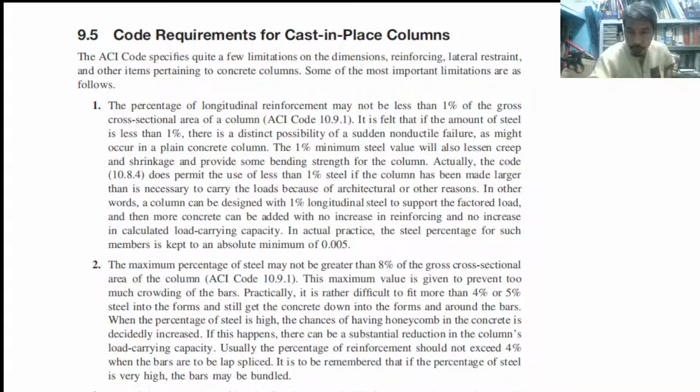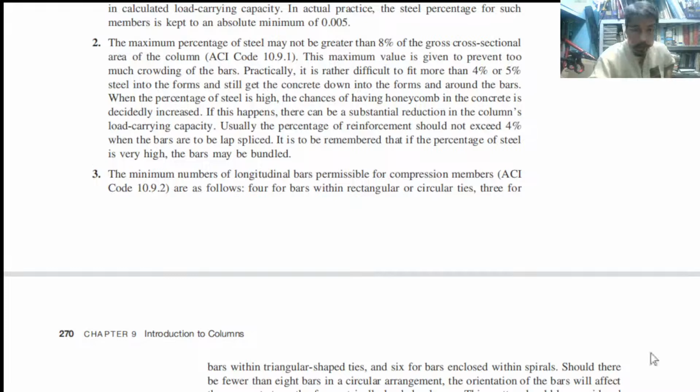Then number 2, okay, maximum percent of steel may not be greater than. So minimum, maximum given. Maximum is 8%. Okay. This maximum value is given to prevent too much crowding of bars. Practically, it is rather difficult to fit more than 4% or 5%. Take note of these values. You have to memorize this. 1%, 8%, 4%, 5%. Still get the concrete down into the pores and around the bars. When the percentage of steel is high, the chances of honeycomb in the concrete is decidedly increased.